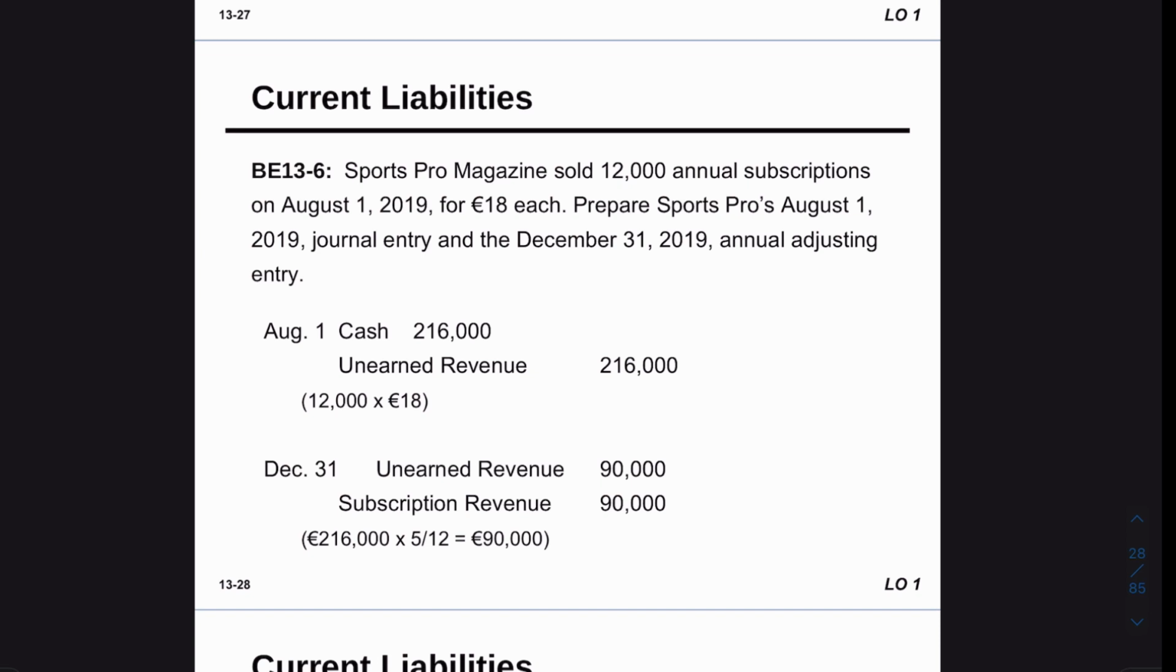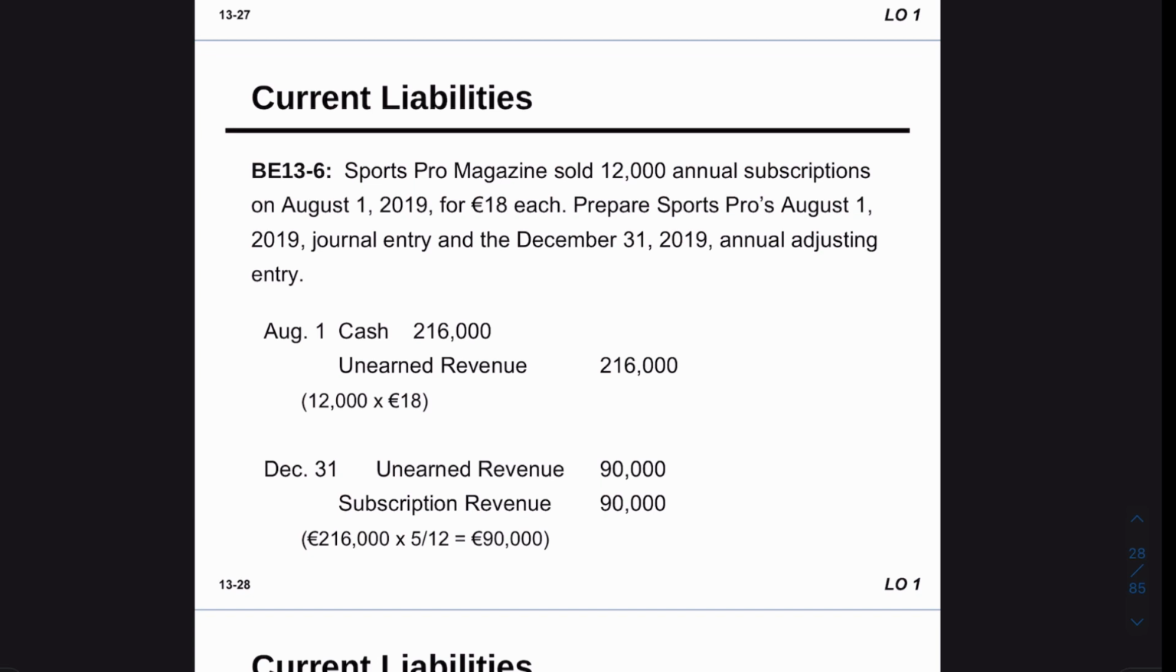Okay, and then prepare the Sports Pro journal entries for August 1, 2019 and December 31, 2019, which is at the end of the year. They will provide those magazines to their customers, and it's considered an annual subscription. So on December 31, we will debit unearned revenue because our liability will reduce as we provided those magazines to our customers, and we'll credit subscription revenue, which is considered sales revenue because now we are earning from our unearned revenue.